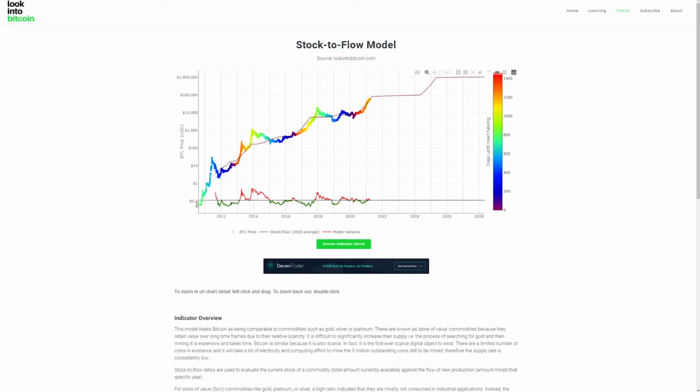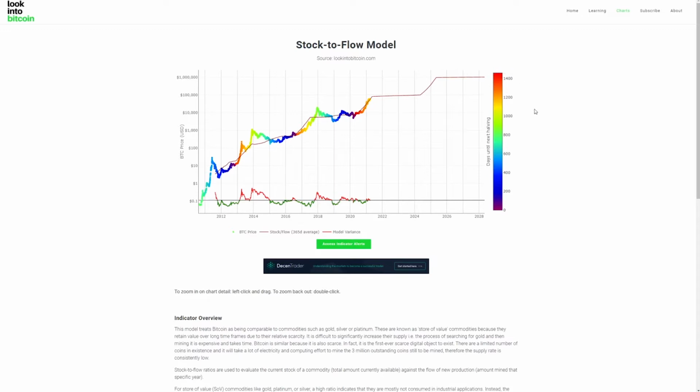This basically visualizes the price with the relation to the halving periods. By the way, the price here is in logarithmic coordinates, so that's why the space from $1 to $10 is the same as from the $10 to $100, etc.